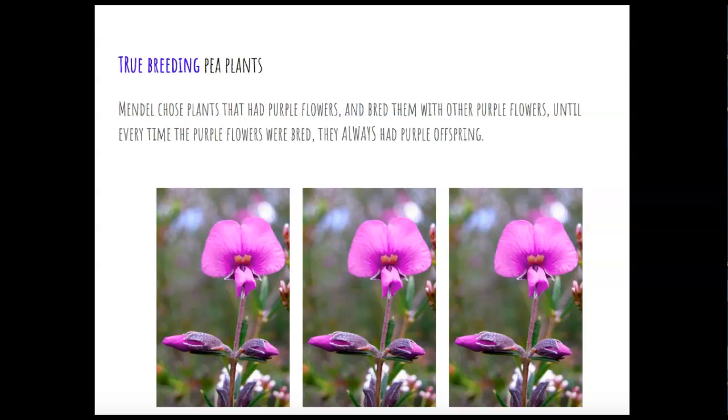And then he also would do the same thing for the white, which we know that the white is recessive, and so it's going to be quite a bit easier to ensure that the white color is true breeding.